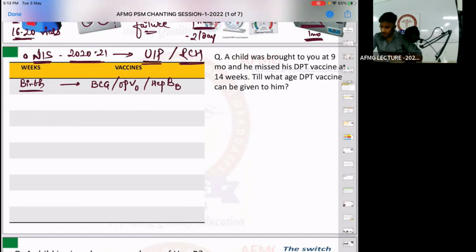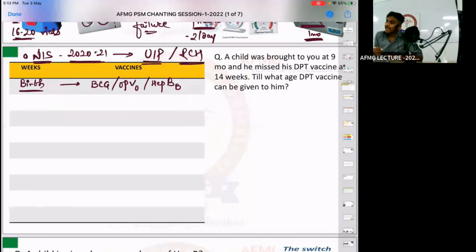जल्दी से. BCG, OPV, hepatitis B. 3 vaccines given at birth. OPV का कौन सा dose? 0 dose. Hepatitis B का birth dose. Important. The mnemonic is Bob. B for BCG, O for OPV, B for hepatitis B. No issues with this. Bob is given at birth.